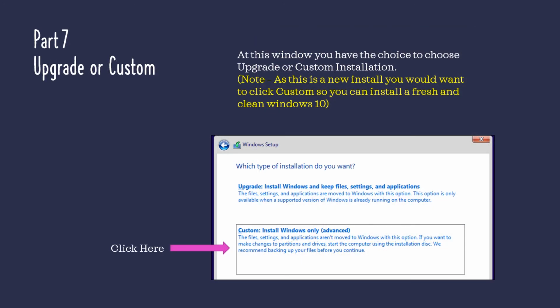Part 7. Upgrade or Custom. At this window, you have the choice to choose Upgrade or Custom installation. Note: as this is a new install, you would want to click Custom so you can install a fresh and clean Windows 10. As illustrated in the picture, it says click here for Custom: Install Windows only.